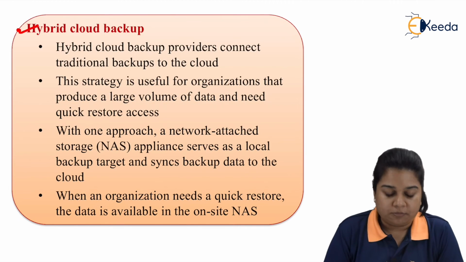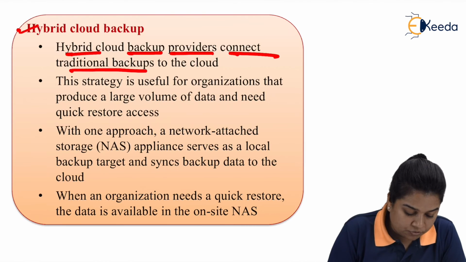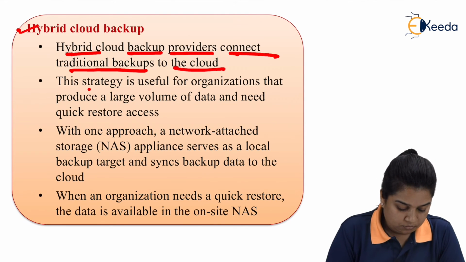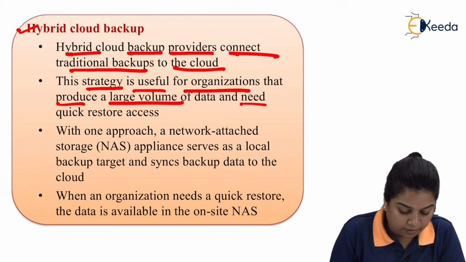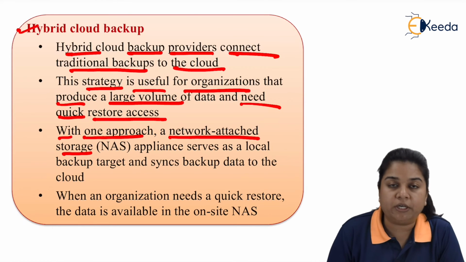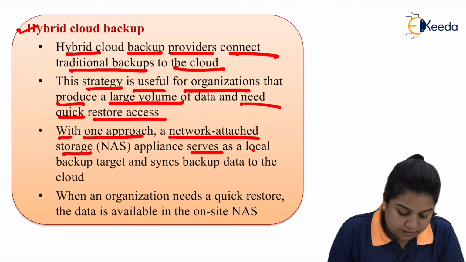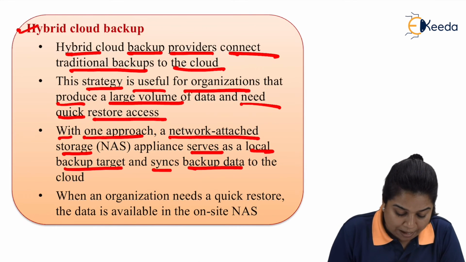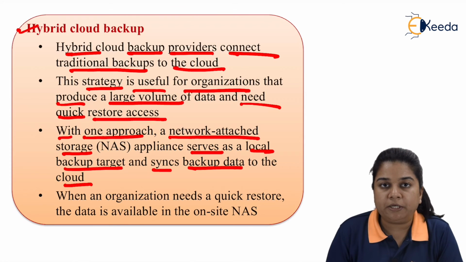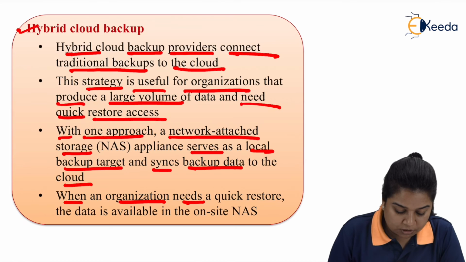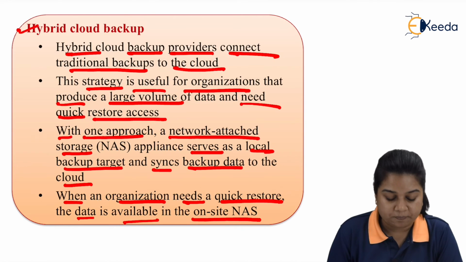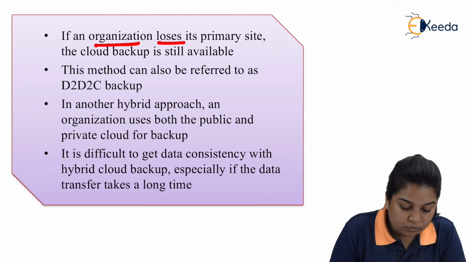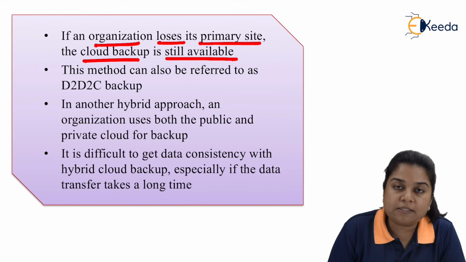Now, hybrid cloud backup. Hybrid cloud backup providers connect traditional backups to the cloud. This strategy is useful for organizations that produce a large volume of data and need quick restore access. With one approach, a network attached storage, that is NAS appliance, serves as a local backup target and syncs backup data to the cloud. When an organization needs a quick restore, the data is available in the on-site network attached storage. If an organization loses its primary site, the cloud backup is still available.